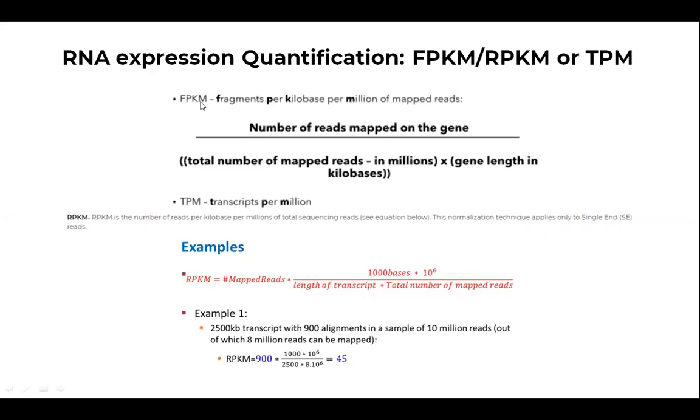is for the paired data. With the paired data, you will have two reads that correspond to a single fragment. So if one read in the pair did not map, the other read can correspond to the single fragment. While in the case of RPKM, it deals only with single-read RNA-seq data. So in that case, instead of fragments, we will have reads that correspond to a single fragment.